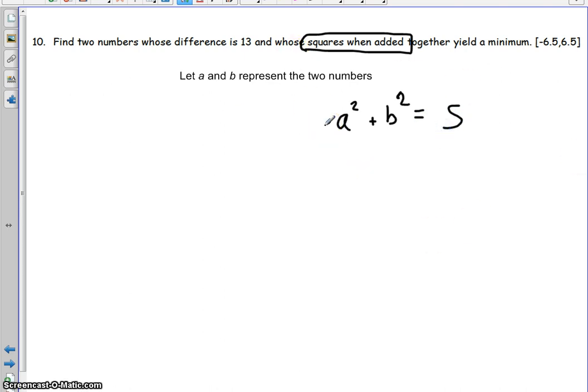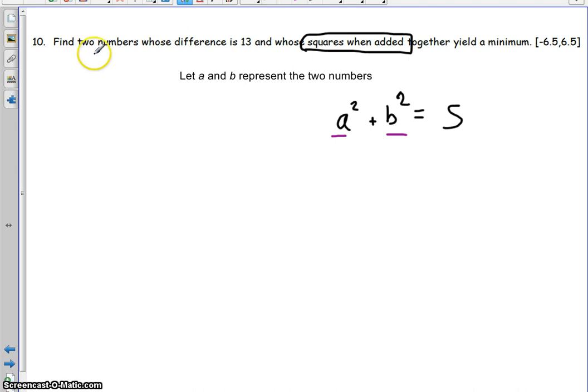So again, whenever you see the word minimum, you're trying to think something to do with the vertex. And it's not asking anything to do with what the minimum actually is, just wants to know what numbers will create the minimum. So you're going to be looking for the axis of symmetry. But again, the problem that we've seen far too many times now in this worksheet is that we have too many variables over here. We have to try and eliminate one.